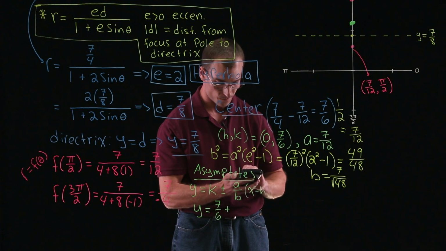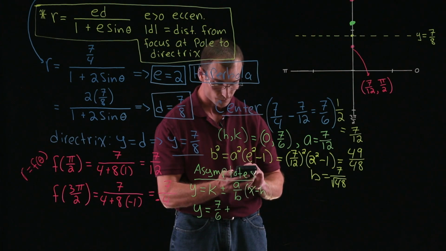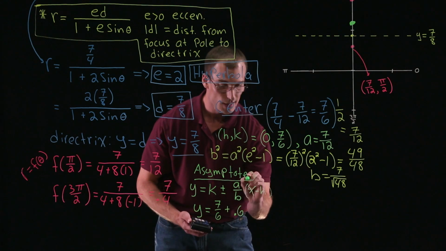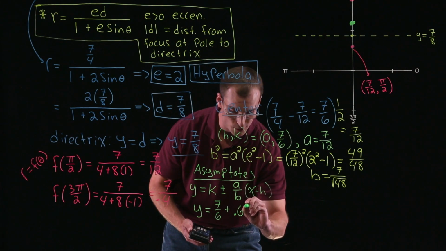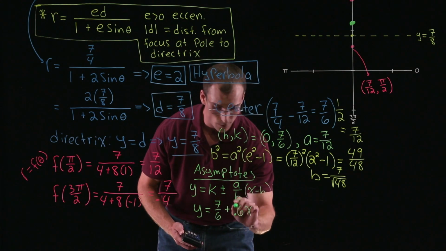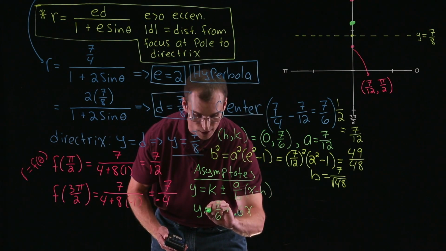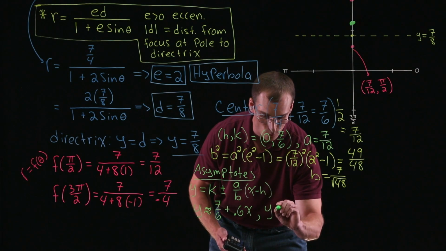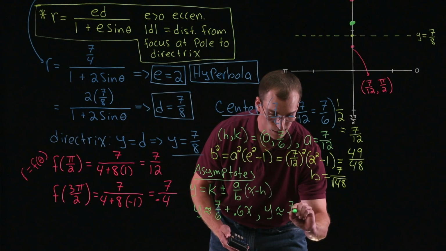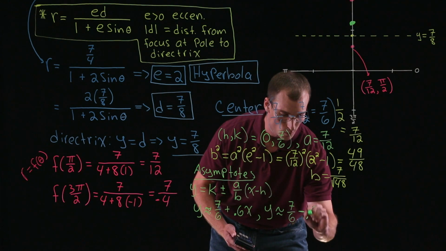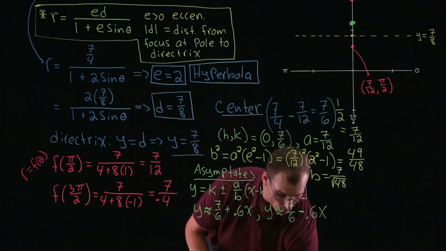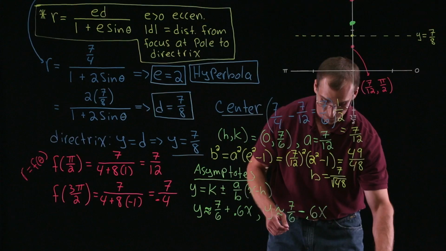Plugging that in, we'll take a decimal approximation, since this is going to represent our slope. That's approximately 0.6 times x minus h, where h is 0, so this is just 0.6 times x. Since we approximated that, let's make these little approximation symbols. So we'll have one asymptote there, and the second asymptote will be y approximately 7/6 minus 0.6 times x. Now all we have to do is sketch those in, and we'll be ready to sketch our hyperbola.